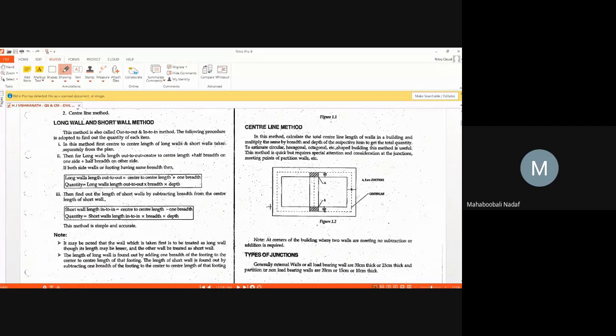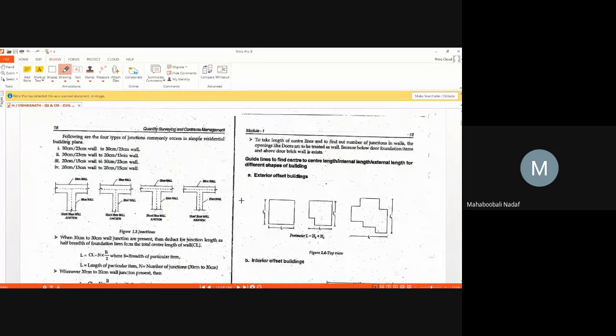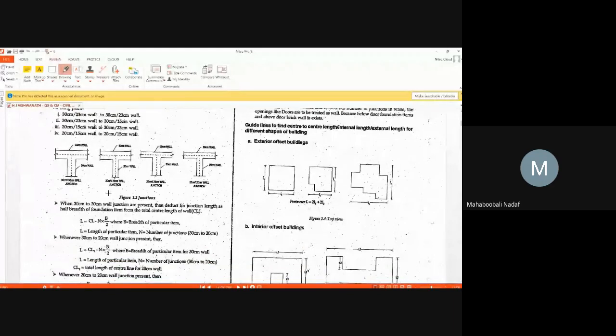Now we'll go to the example. Slowly we'll go. In this diagram, they have shown the types of junctions. Correction for junctions is done only for interior wall junctions. See here in the plan, there is a junction here, and here also there is a junction, but you should not consider that as a junction. It has to be an interior wall meeting; then only can we consider it as a junction.